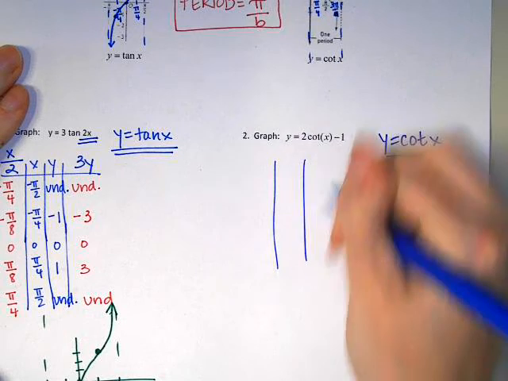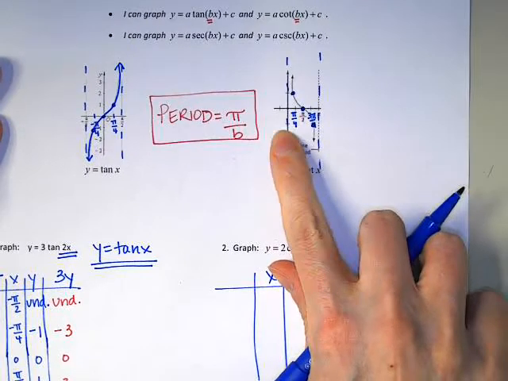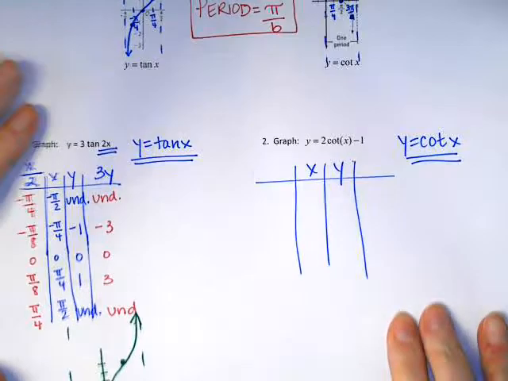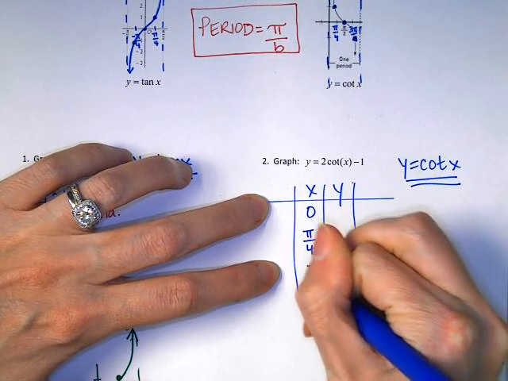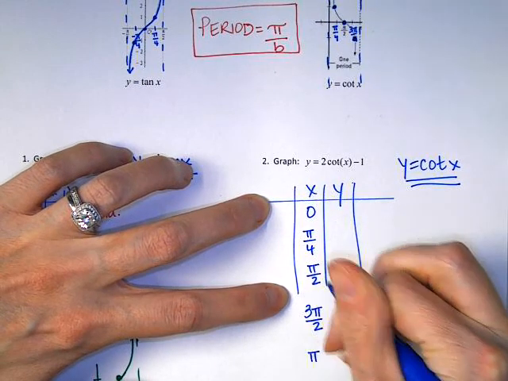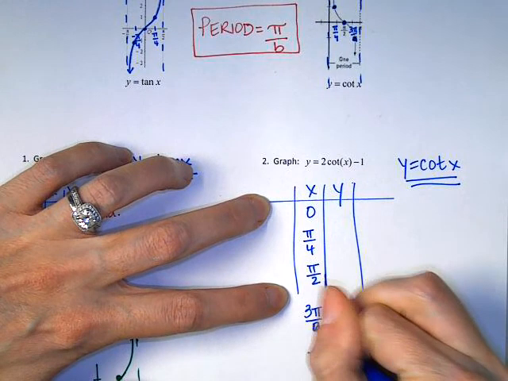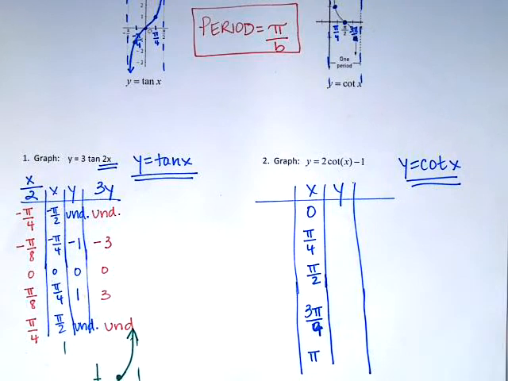And when you guys are making your table, let's use our 5 key points for cotangent. It's 0, pi over 4, pi over 2, 3 pi over 4, and pi. Those are the 5 key points we're going to use for cotangent.